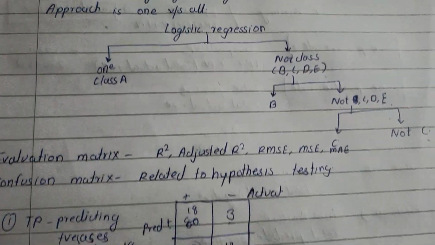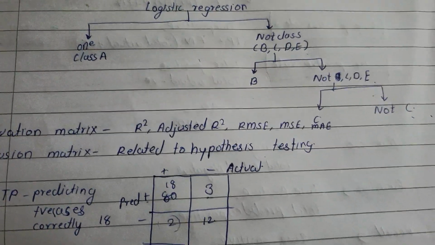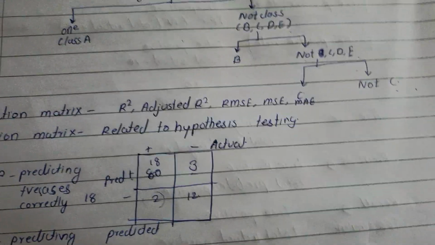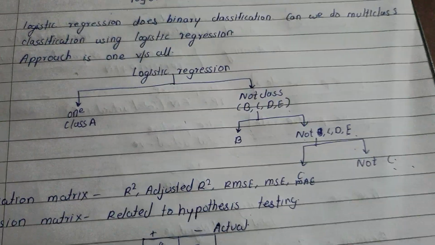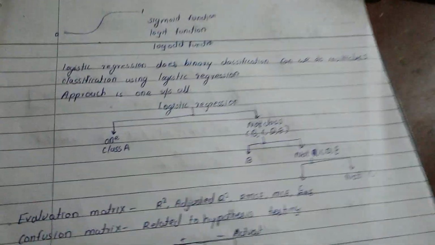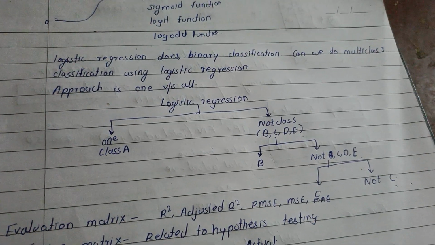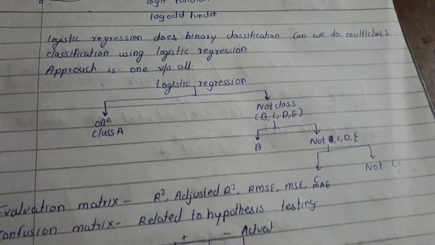It's a one versus all approach. You consider one class and the rest of the other things as all other classes. Now take one class from the rest of all other classes and again go on dividing further and further. So in that way logistic regression helps us in doing multi-class classification.